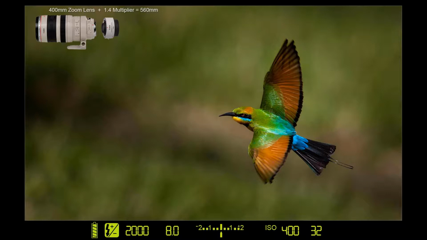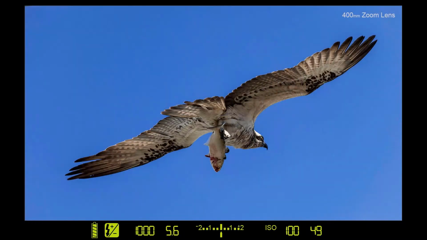I suppose a question we might ask is, what speed do we need to use for what? But that really is a difficult question to answer. The wing beats of this small bee-eater are going to be completely different, for example, to something like this fish eagle.